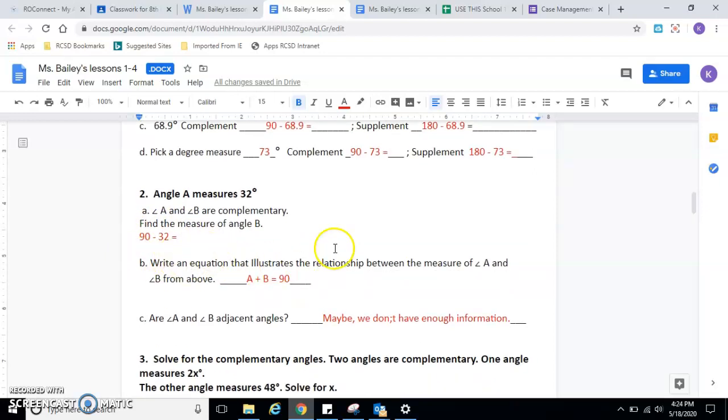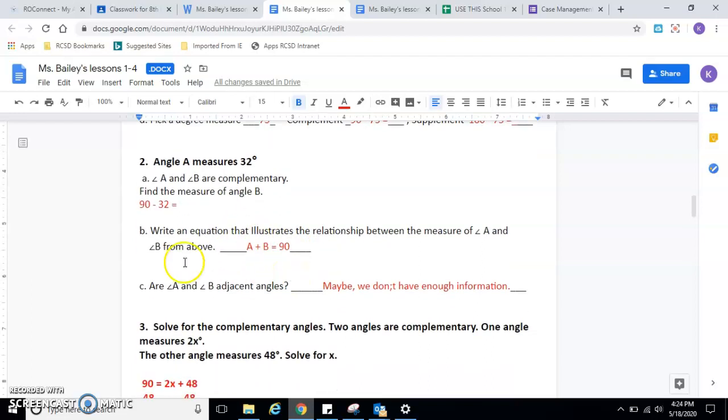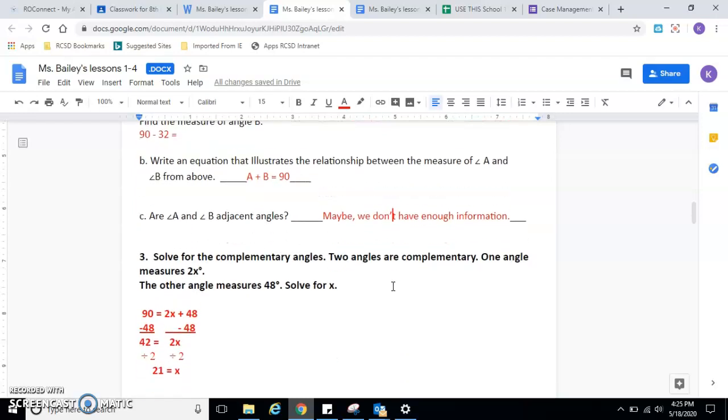Write an equation that illustrates the relationship between measure A and measure B above. So I just took my information. I know that the two of them add up to 90, so angle A plus angle B equals 90. Are angle A and angle B adjacent angles? I said maybe. We don't have enough information because they don't show us a picture, so we don't know if they share a side and share a vertex. It doesn't tell us enough, so we can't say.